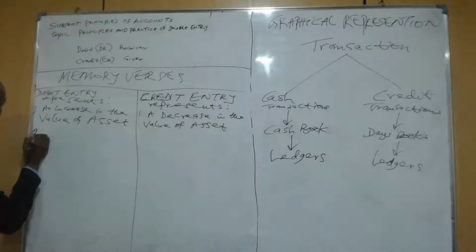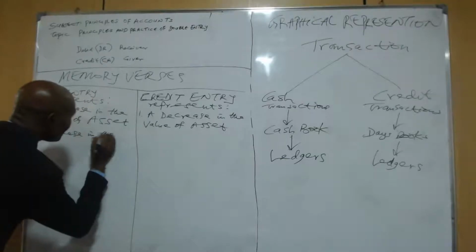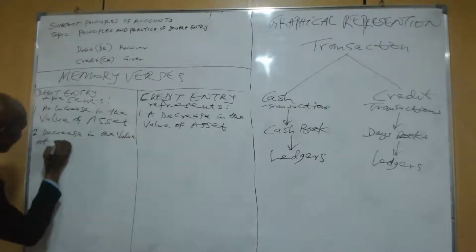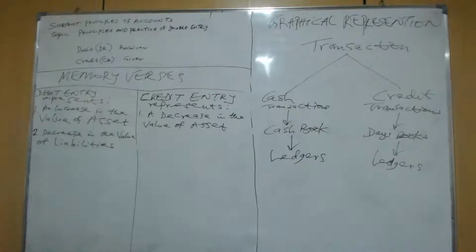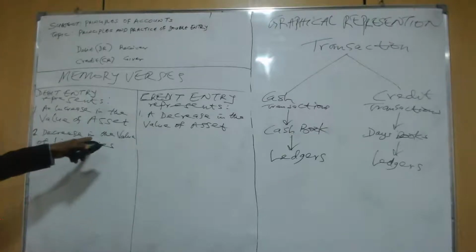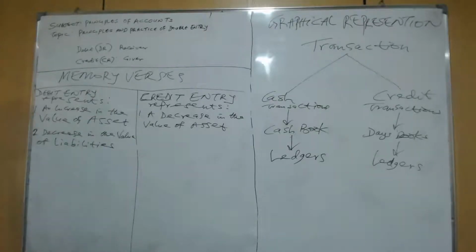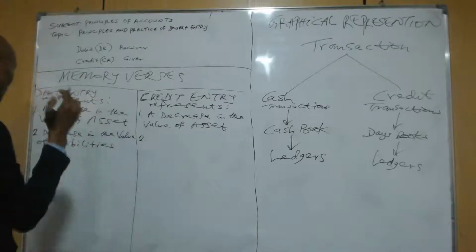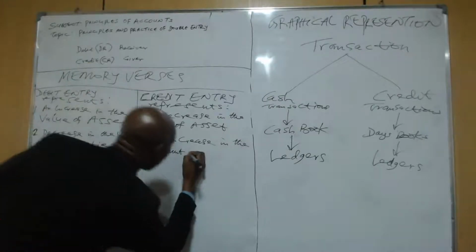Debit entry represents a decrease in the value of liabilities. Under the principles and practice of double entry, debit entry represents decrease in the value of liabilities. That is what the business owes to the outside world. While a credit entry represents an increase in the amount or value of liabilities.